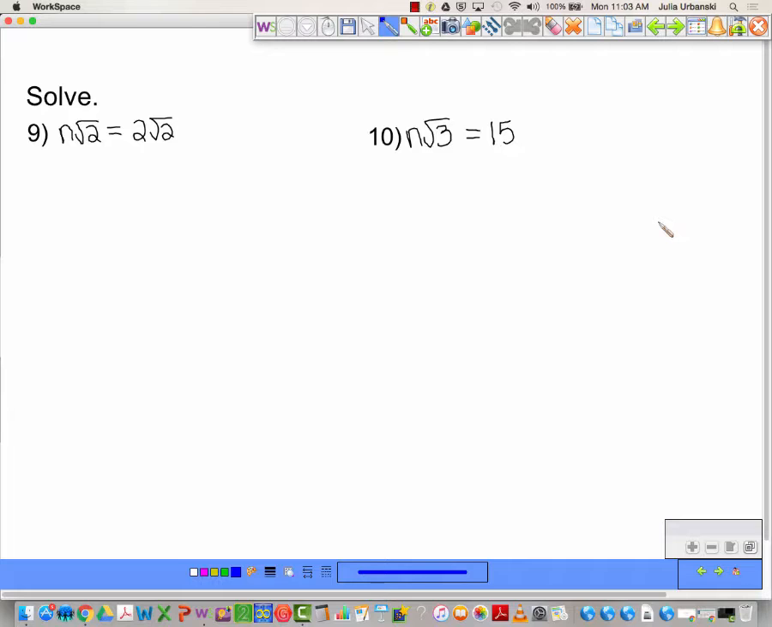Alright, this last thing you have to be able to do is to solve. You want n by itself. So I have n times radical 2. I'm going to divide by radical 2 to make the radical 2 go away. But whatever I do on one side of the equal sign, I have to do to the other side, divide by radical 2.